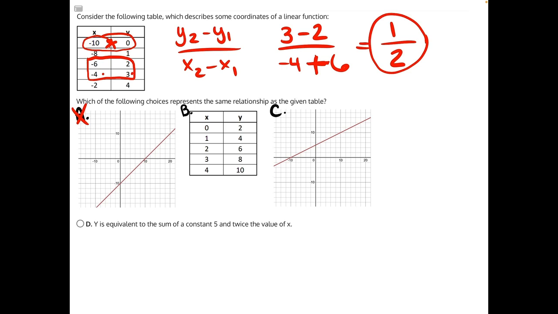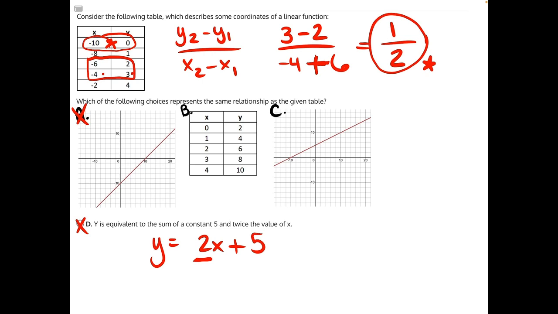Let's take a look at answer choice D. Y is equivalent to the sum of a constant 5 and twice the value of x. So y is equal to the sum of twice the value of x and a constant 5. In this case, our slope is 2, not 1/2, so D can be eliminated.